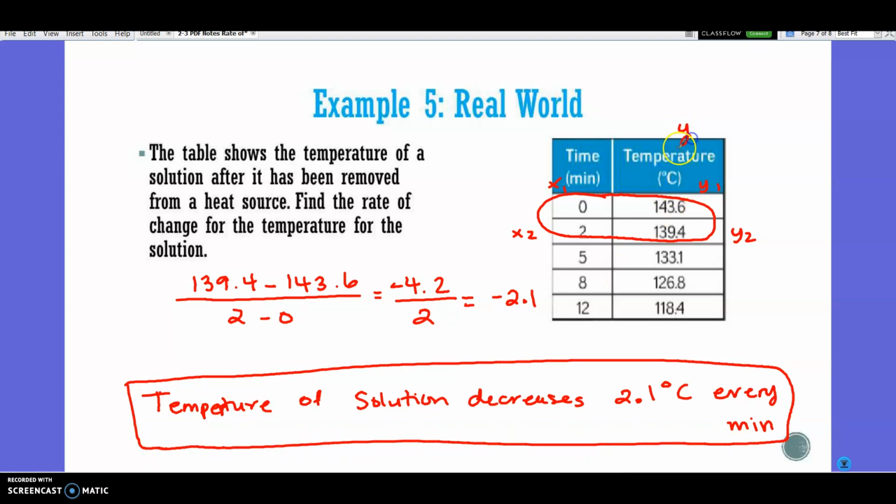So my y is my temperature and my x is the time. So per every minute, it decreases 2.1 degrees Celsius. Per minute, 2.1 degrees Celsius decrease in temperature. Okay.